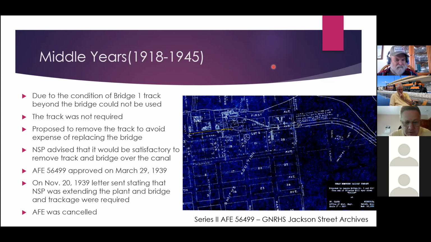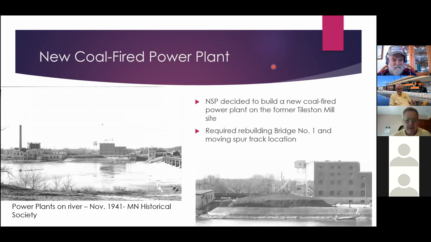However, in this case, they were slow getting around to removing it. And on November 20th, a letter was sent from NSP saying they're going to be building a new power plant there, and the bridge and trackage were required. So in this case, being slow helped, and the AFE was canceled. And this is the major power plant that was built in 1941. They built an entirely new coal-fired plant on the site of the former mill.